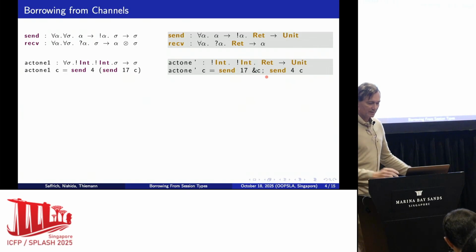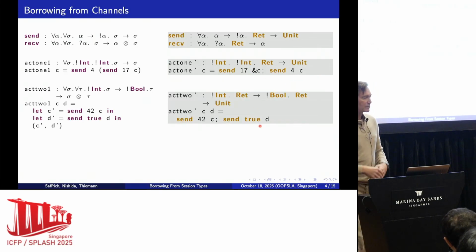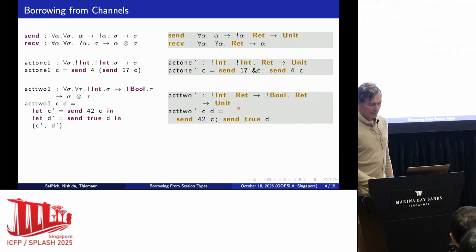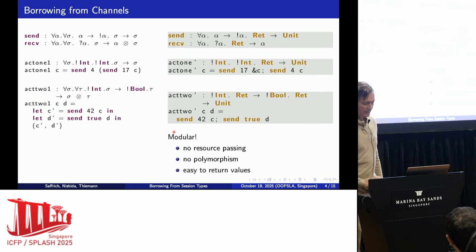Here, this sort of looks like an imperative style. So here you can see I'm using the borrow notation in order to grab the first prefix of the channel, send 17, send 4. And here you can see that this really nicely scales if we have more than one channel. So both of them are represented by borrows, int return, send a bool return, and then I can just use these channels in any order whatsoever. And you can see here already some benefits of that.